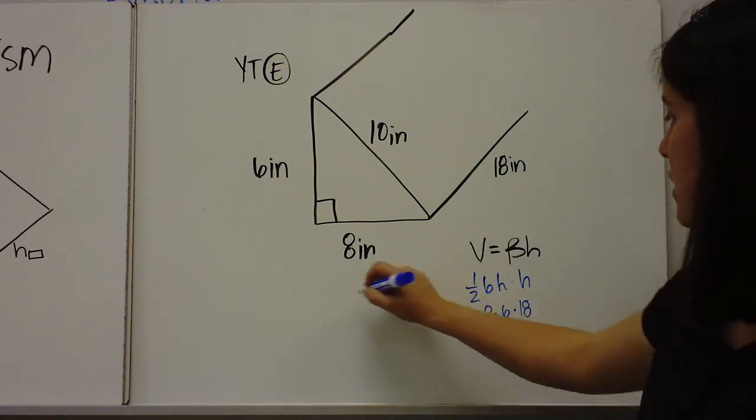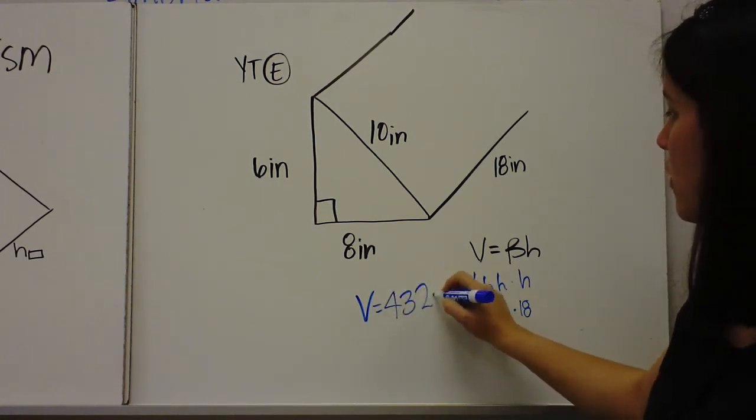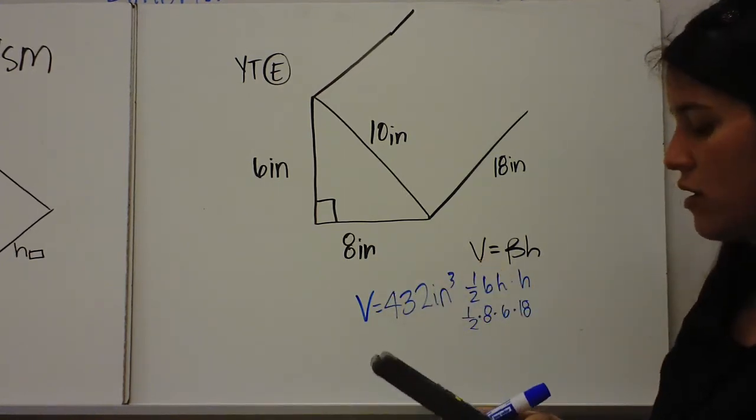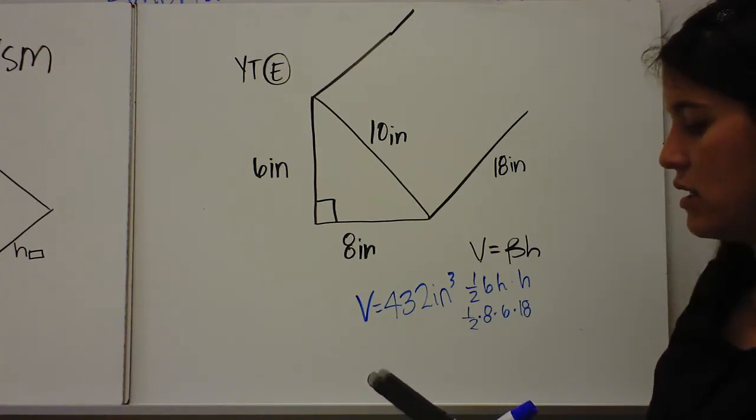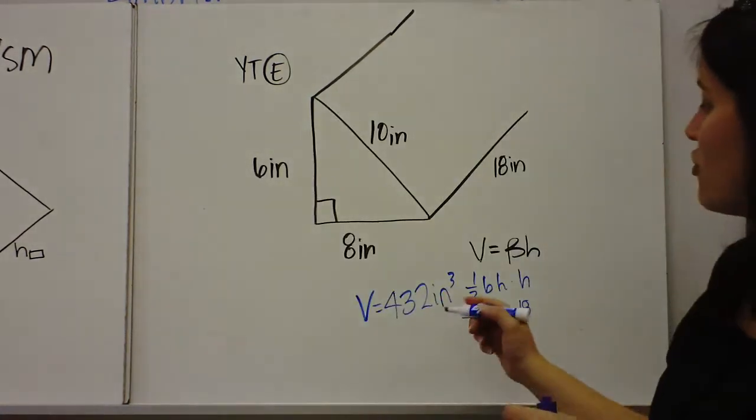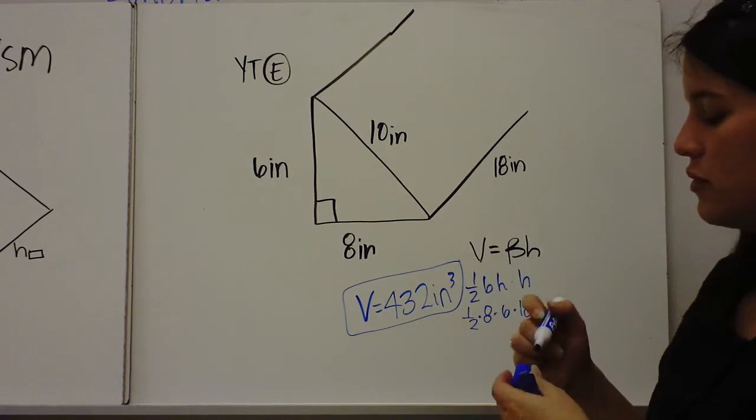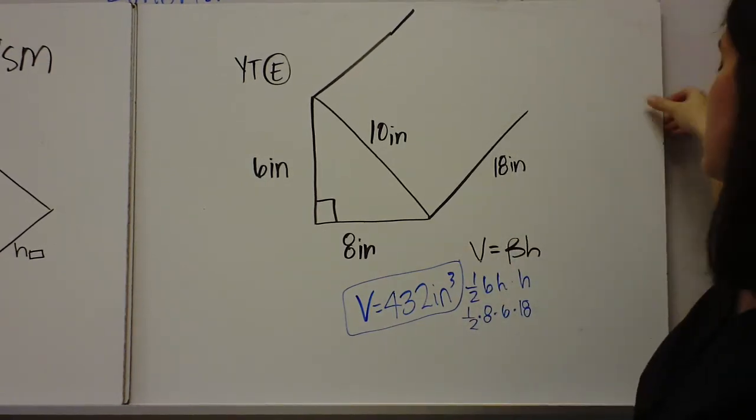And I got 432 inches cubed. Let me make sure. 8, 6, 18, 432. All right, so I hope you got that right. 432 inches cubed. And now let's do 2 real-world problems.